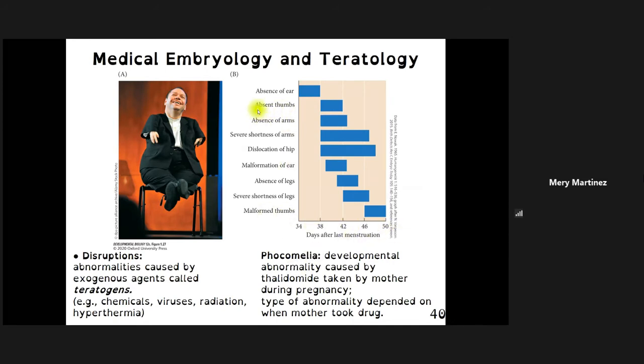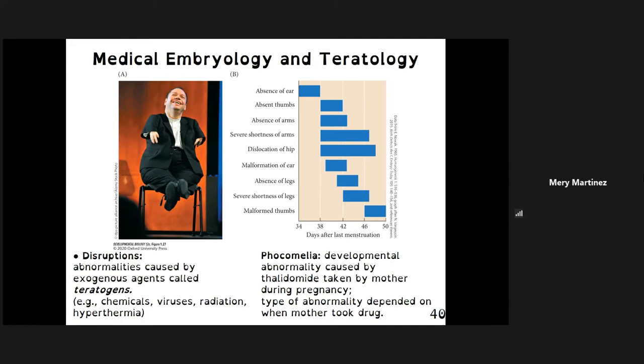Okay, the absence of thumbs, absence of arms, severe shortness of arms. That is what this individual has. Okay, dislocation of the hip. That is also what this individual has. Malformation of ear. There is another photo that I have. I took it out this year, but they're missing the ears, or the ears are weirdly formed. Okay, the absence of legs, severe shortness of legs. That is also what this individual has, and malformed thumbs. So it can occur.